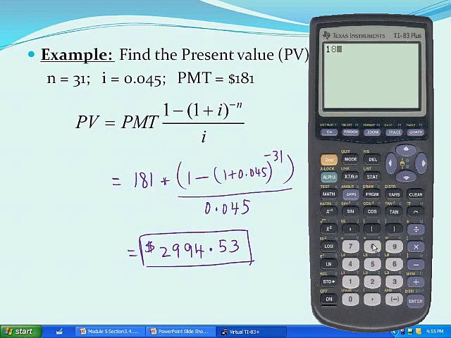Let me show you how we can enter this in the calculator. So we have 181 multiplied with, it's important that you use a parenthesis around the numerator here, 1 minus, again parenthesis, 1 plus 0.045, close the parenthesis, power negative 31. You need to use the negative key here, negative 31, end of the numerator, so close the parenthesis, divide with 0.045. If you press enter, you will get the answer, rounded to 2 decimals.